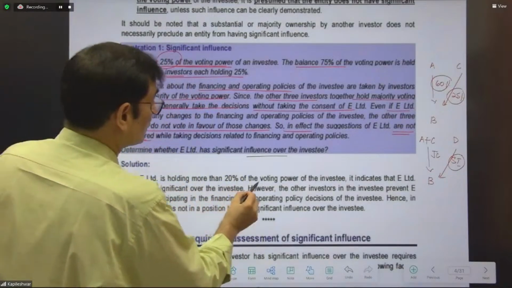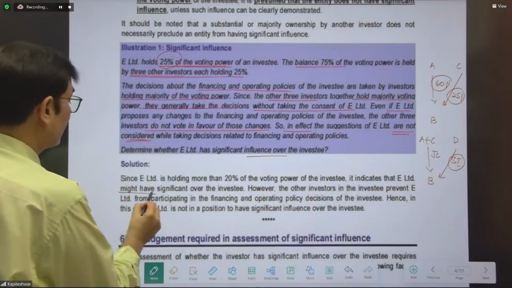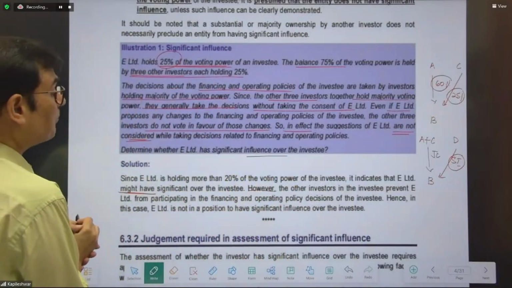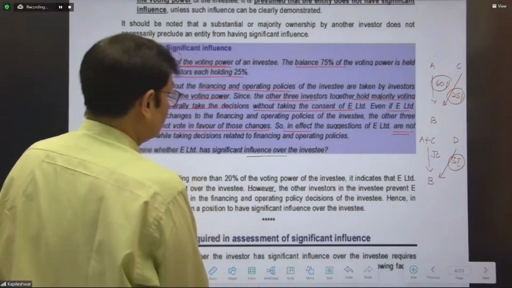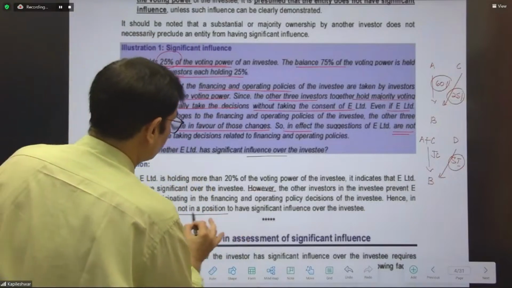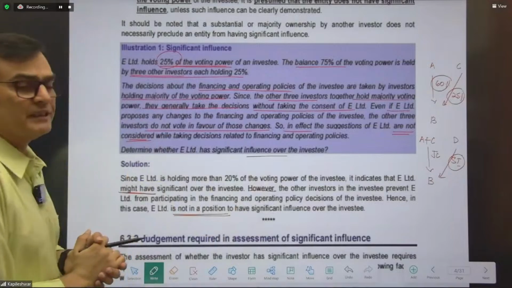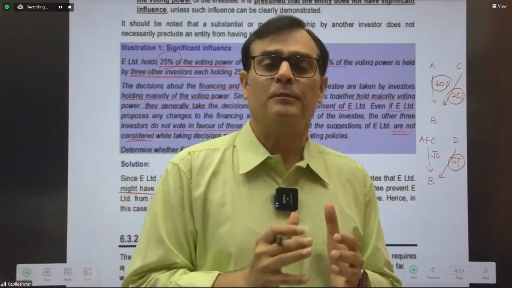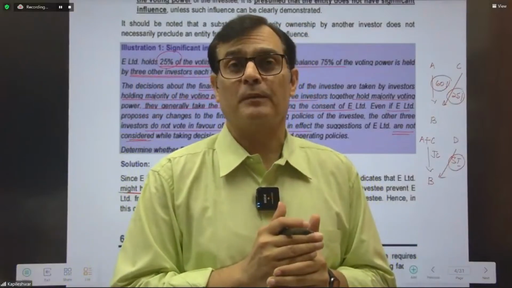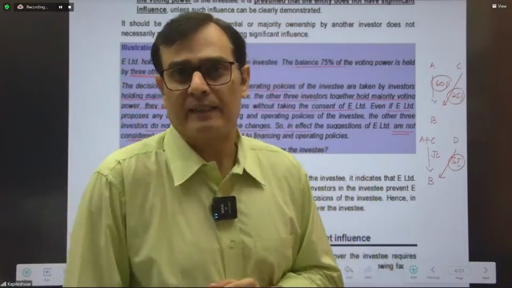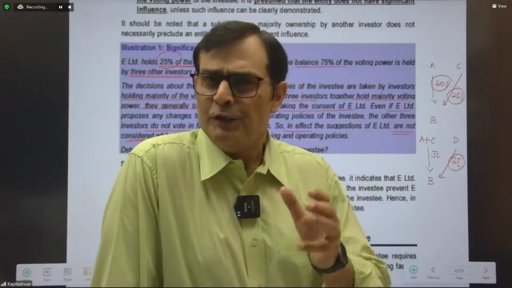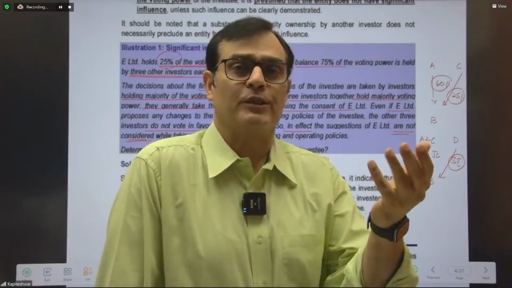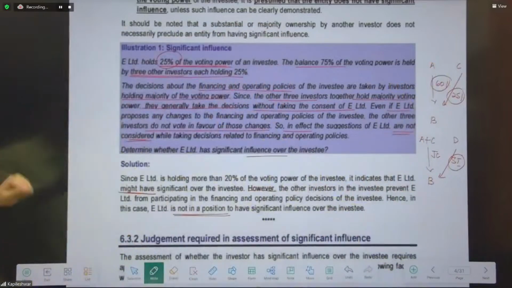Since E is holding more than 20%, it indicates that he might have a significant influence. However, the other investors prevent E from participating in financing operating policy decisions. Hence, in this case, he is not in a position to have a significant influence over the investee. So, the standard makes it very clear that it's not a rule-based assessment, but a principle-based assessment. You cannot simply go with the fact that you've got 20% or more voting power. You need to look at the facts and circumstances and then take a call whether significant influence is present or not. Okay, so that was, I think, pretty simple indeed.